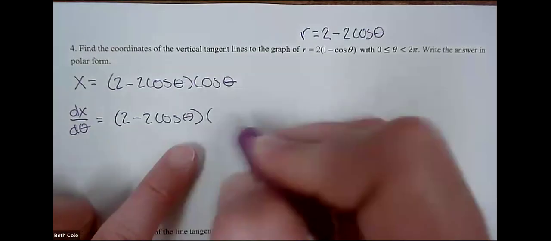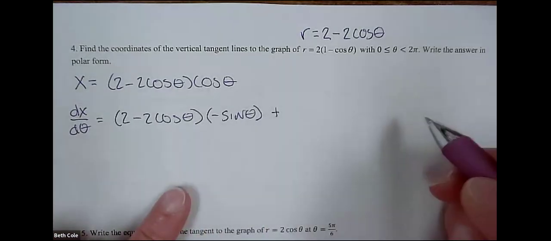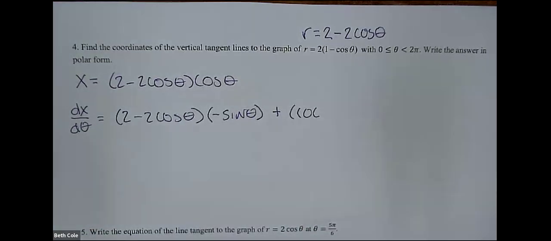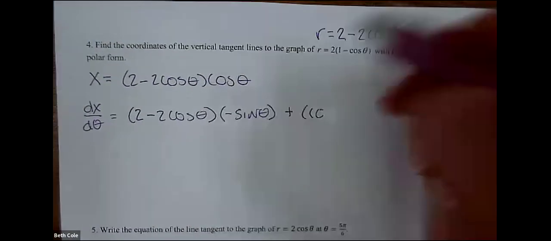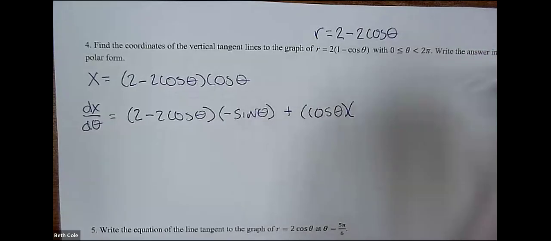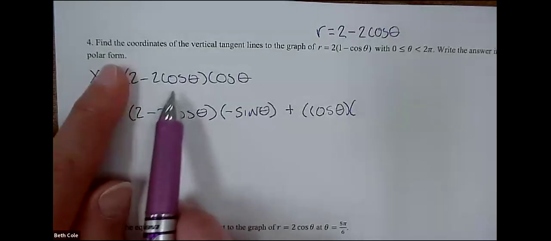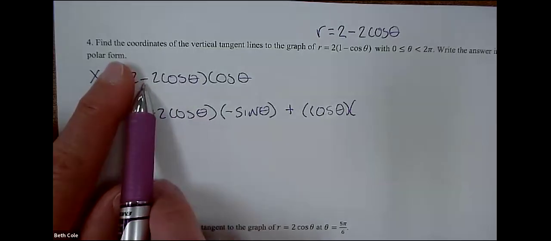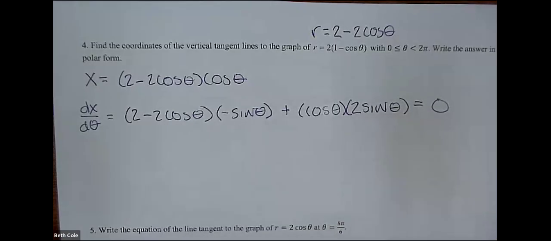All right, first times derivative of the second, which would be negative sine. Cool. Plus the second function times derivative of the first. All right, so we're doing derivative of this thing. 2 is a constant, so that's gone. Derivative of cosine would be negative sine, so the negatives are going to cancel. It'll be positive, good, 2 sine theta. And we want to set this equal to 0 for our vertical tangent line.